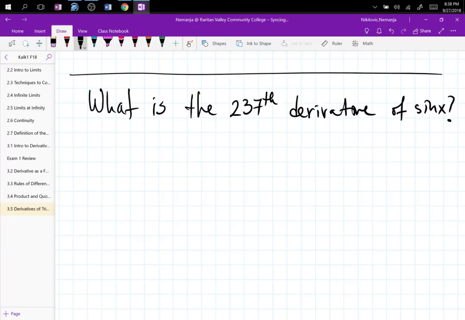What is the 237th derivative of sine x? We have time. Right? Let's get busy. You think I'm joking, but I'm not joking. So let's go. f of x equals sine x. f prime equals cos. You're already done with 237 derivatives, freak of nature? You have passed the cosine? Yeah. Wow, 200 derivatives done like this. It's amazing.